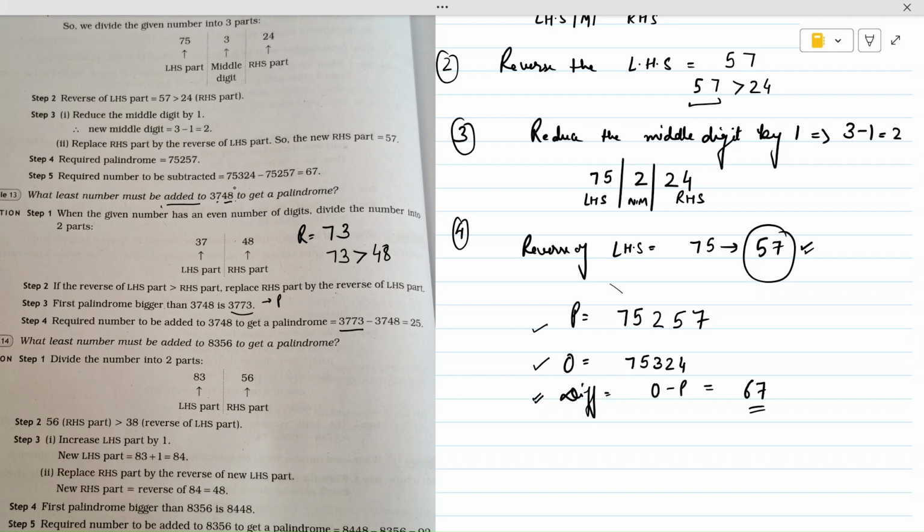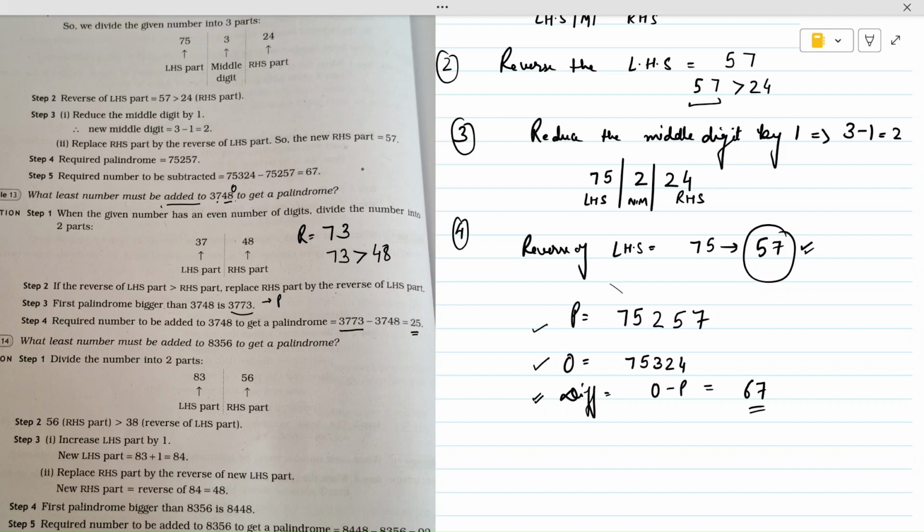Original number is this, right? And now we have to find what least number must be added. So again, we have to find their difference. So 25 is the number which has to be added to 3748 to get a palindrome number. Okay. So kids, I hope that you have understood here.